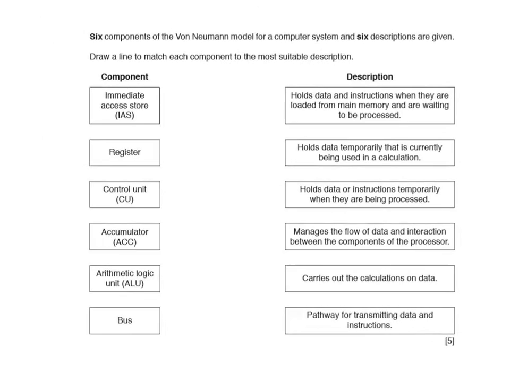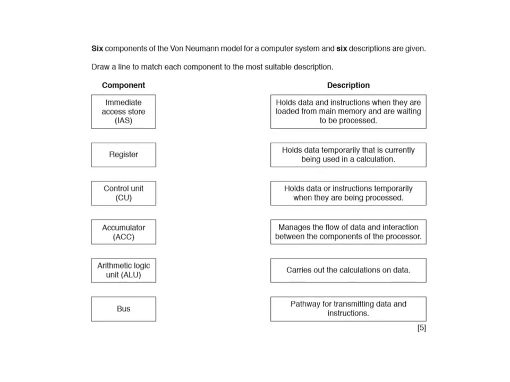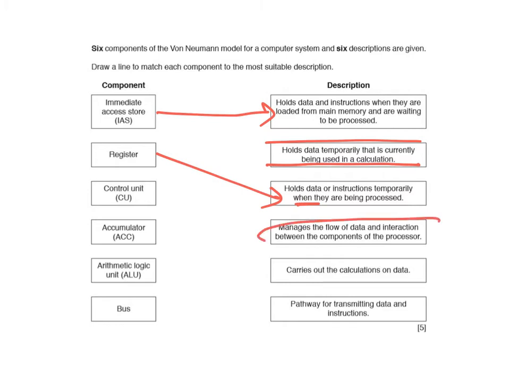Let's see what else we have. Good, so let's see if we can do this one a bit easier. There we go, immediate access storage. There we go, whilst they are waiting to be processed, easy peasy. Register holds data temporarily, is currently being used, and let's see, so we want that when they're being processed. There we go. This one's talking specifically about once being used in a calculation, so let's come back to that one. Manages the flow of data and interaction between the components in the processor. There we go, control unit.